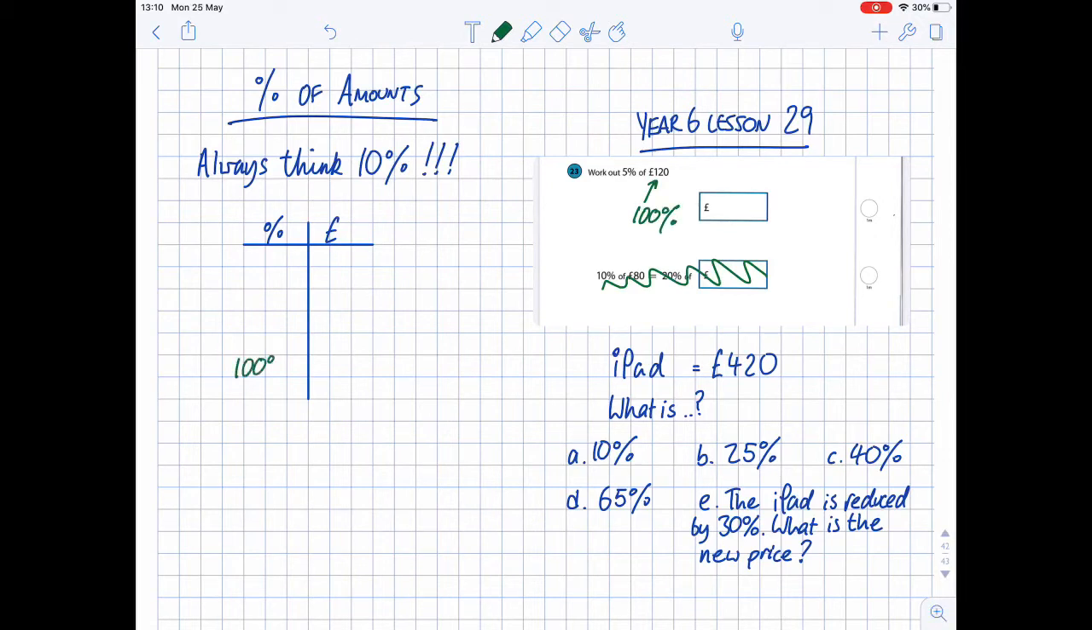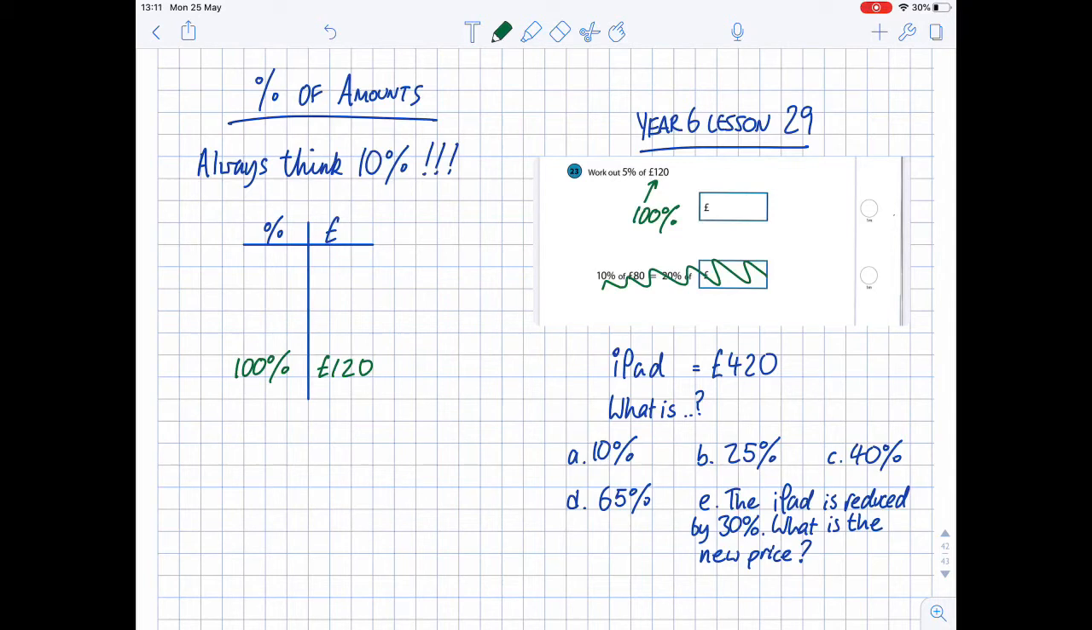And you can see I've already drawn my table. These are really, really effective. So if you don't use tables for percentages of amounts, I would start using them. On the left-hand side is all my percentages, and on the right is how much something would cost. That pound might be grams if we were baking cakes or something like that. It all depends. So 100% is £120.